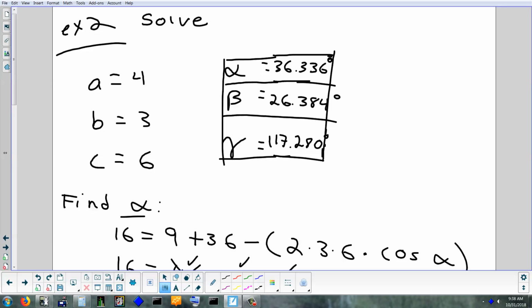Okay. So there's your problem. Biggest angles with the biggest side. Yep. Smallest angle, smallest side. Looks good. So any questions on that one? So that's side, side, side.